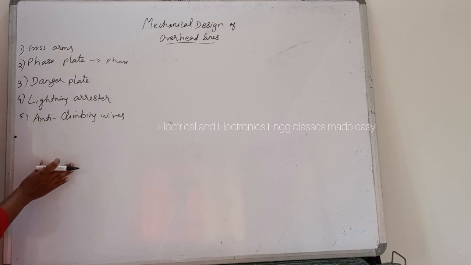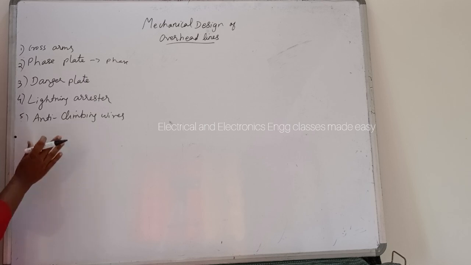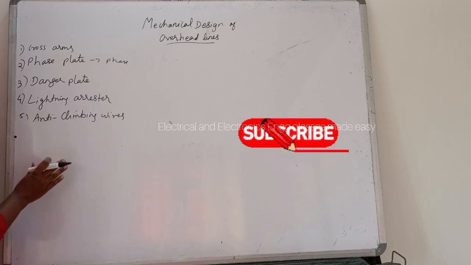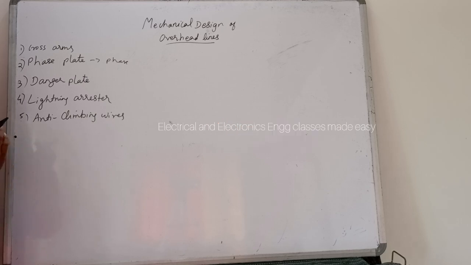These wires are typically sharp, spiked, or barbed and are positioned around the base of poles or along the structure to deter unauthorized persons or animals from climbing them, and this is a safety measure designed to prevent accident or theft and to ensure the safety of both the public and the integrity of the electrical system. These are the main components of overhead lines.